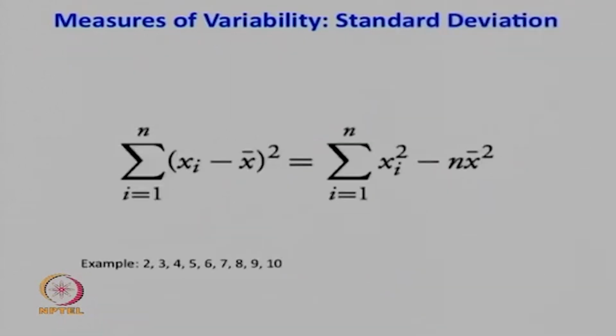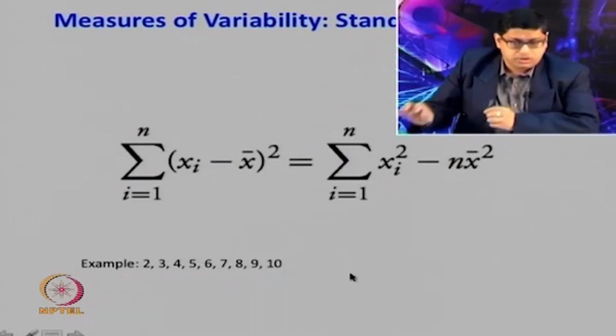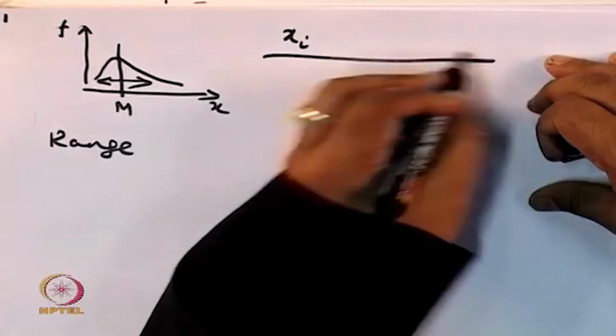We then came to this expression that we had derived: when you compute the summation of xi minus x bar whole square, it is exactly the same as calculating this particular term, which is summation x square minus n times x bar square. So, let us take this particular example and see whether this holds good or not. Let me write down the values of xi.